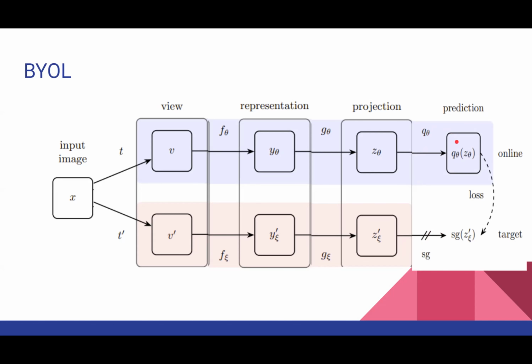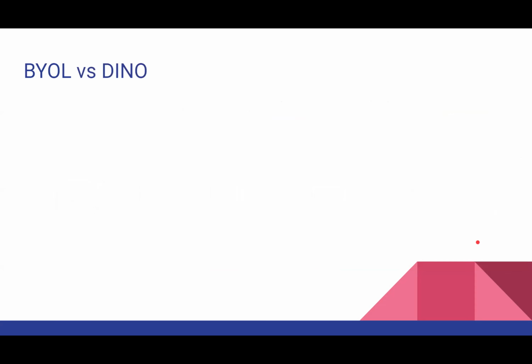And this one is going to have another MLP to obtain the prediction. And then using an MSE loss function, it's going to connect to the target and try to predict the target, try to predict the actual features.